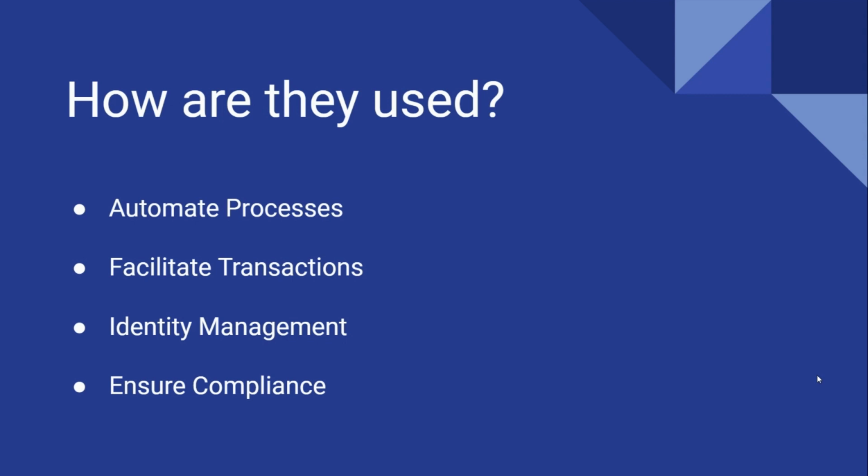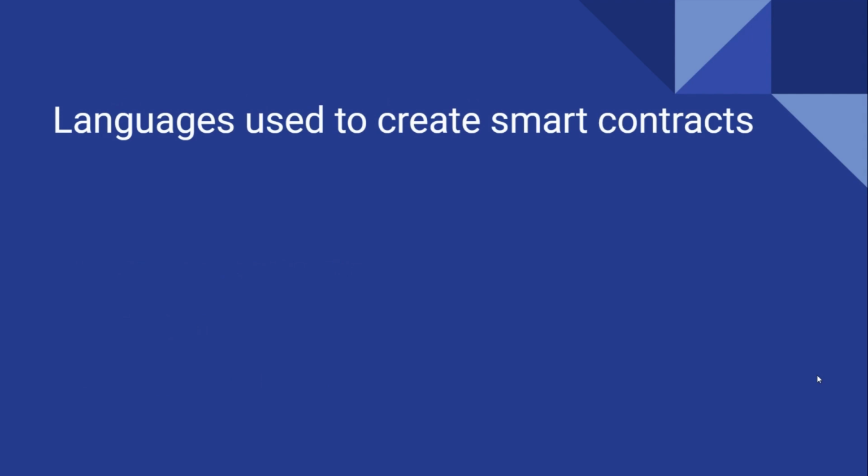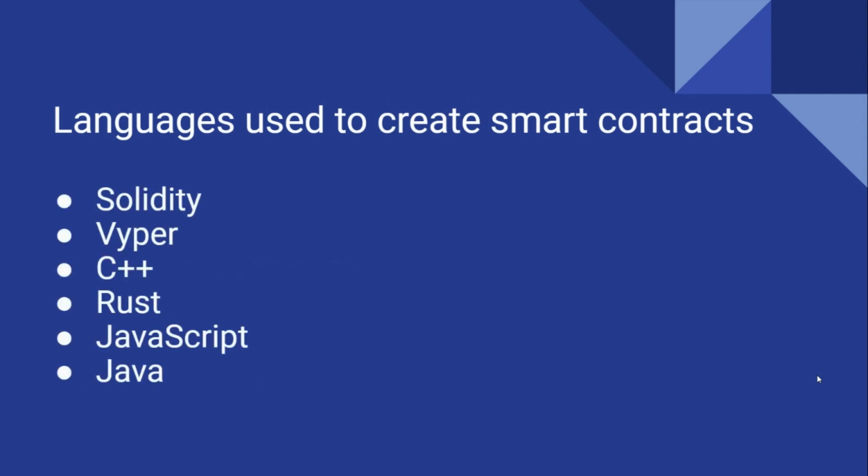So that's just a few examples of how they're used. There are many more ways that these can be used, even ways that have not even been thought of as yet. But these are just a few. So, languages used to create smart contracts. There are a lot of languages that are used. This is just a short condensed list. So you have Solidity, Viper, C++, Rust, JavaScript, Java.